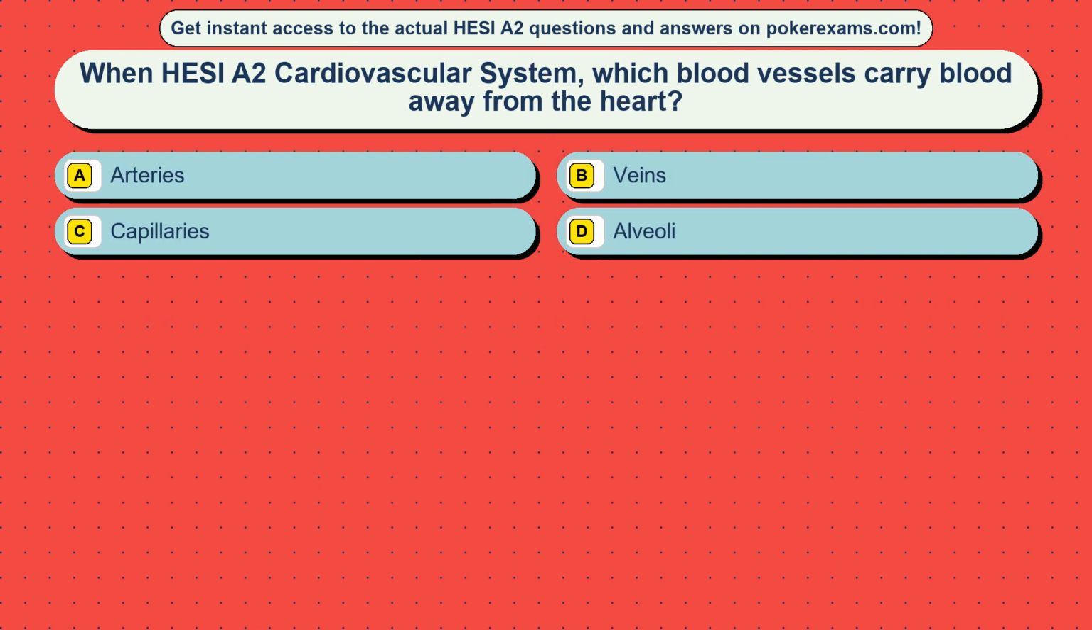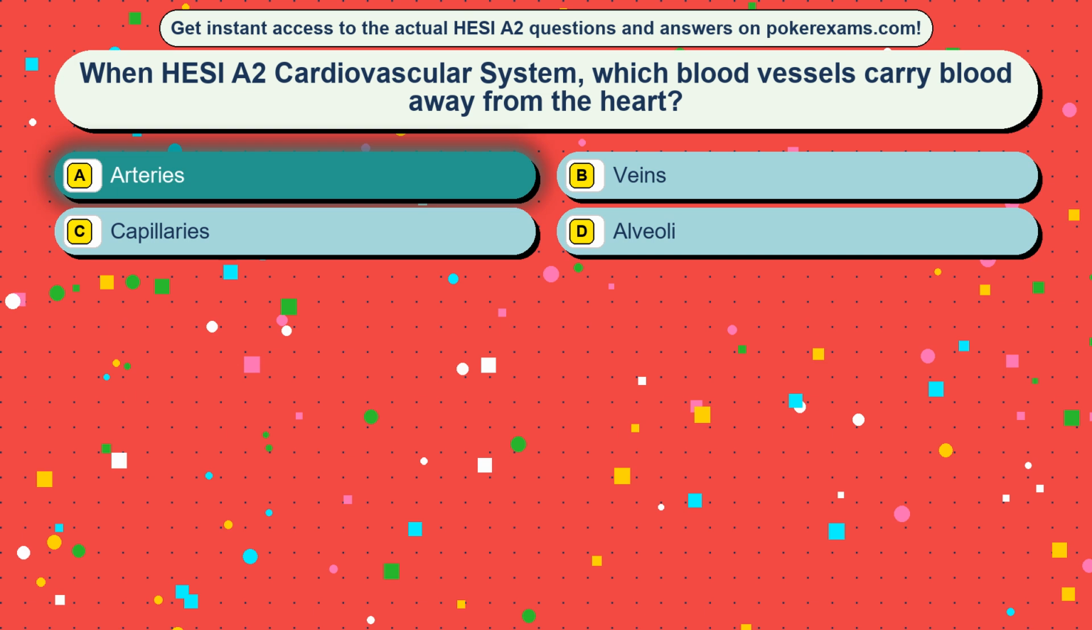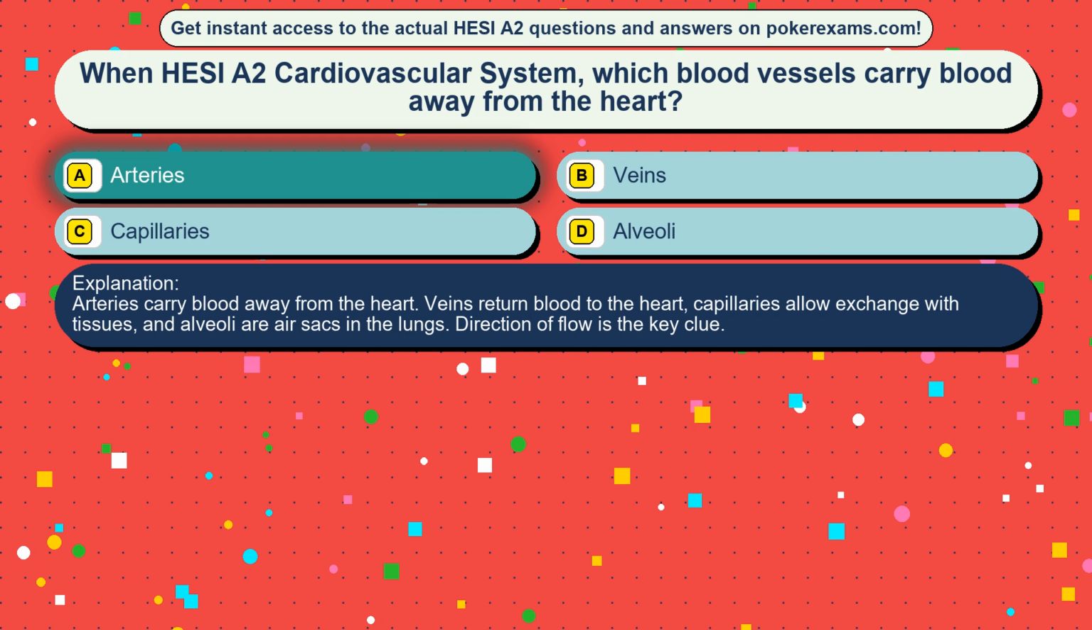Question 49. When HESI A2 cardiovascular system, which blood vessels carry blood away from the heart? Option A, arteries. Option B, veins. Option C, capillaries. Option D, alveoli. The correct answer is option A, arteries. Arteries carry blood away from the heart. Veins return blood to the heart. Capillaries allow exchange with tissues, and alveoli are air sacs in the lungs. Direction of flow is the key clue.